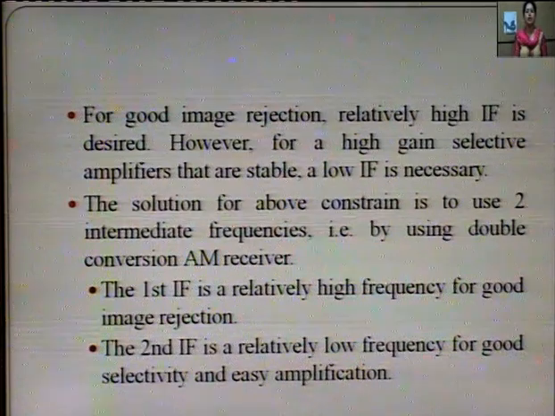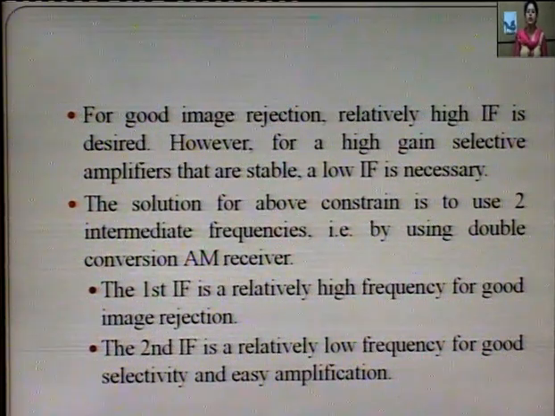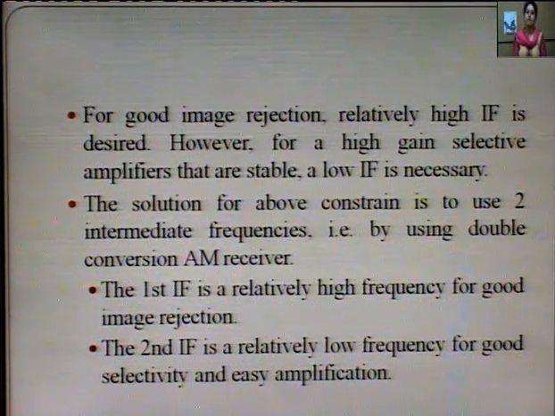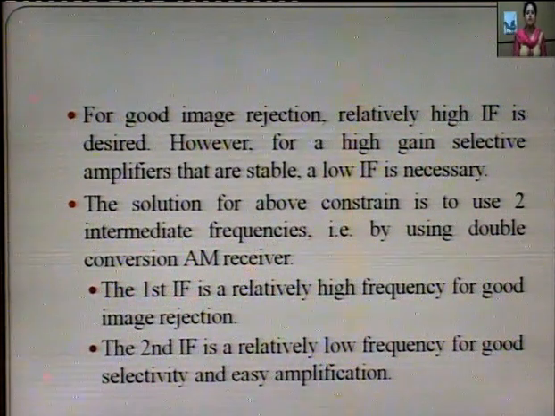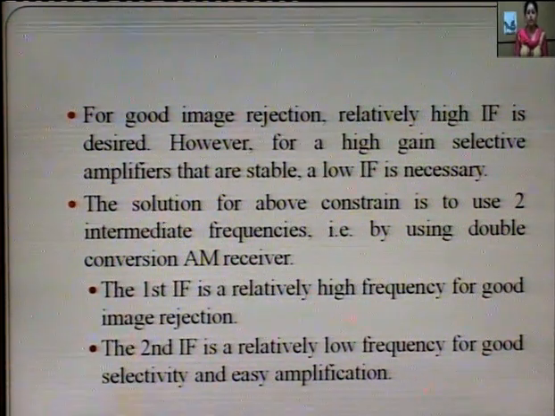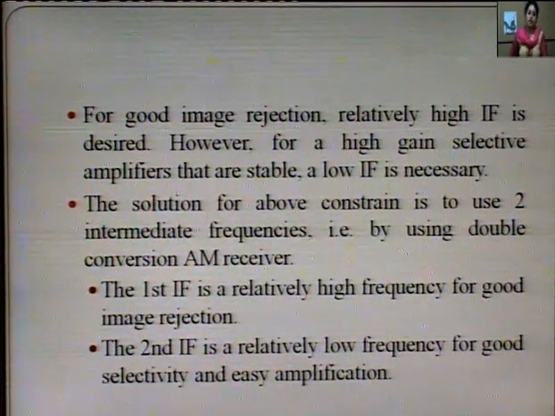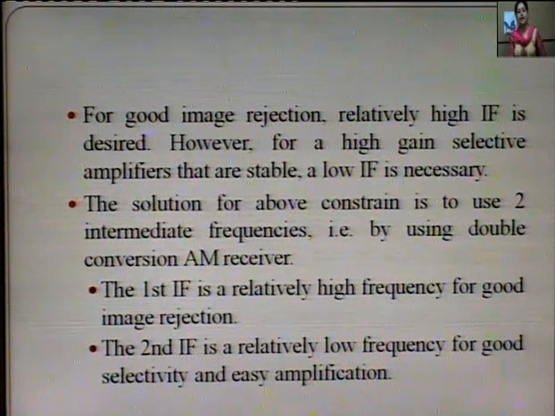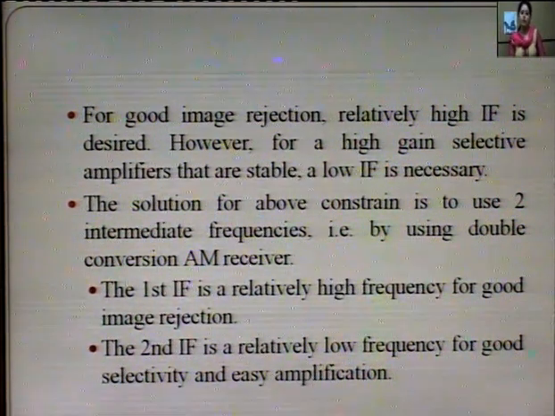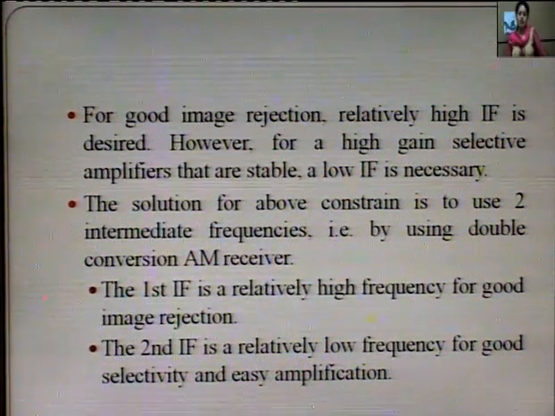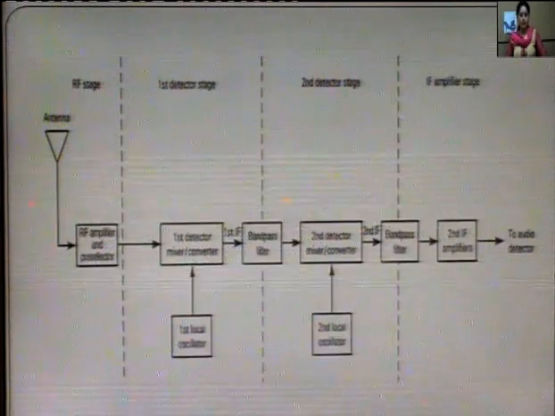For good image rejection, a relatively high IF is desired. However, for high gain selective amplifiers that are stable, a low IF is necessary. So a high IF is desirable and a low IF is also desirable. So the solution for the above constraint is to use two intermediate frequencies. One is the higher intermediate frequency and the second is the lower intermediate frequency. The first IF is a relatively high frequency for good image rejection, and the second IF is a relatively low frequency for good selectivity and easy amplification. So in case of your double conversion receiver or communication receivers, you are having two intermediate frequencies.